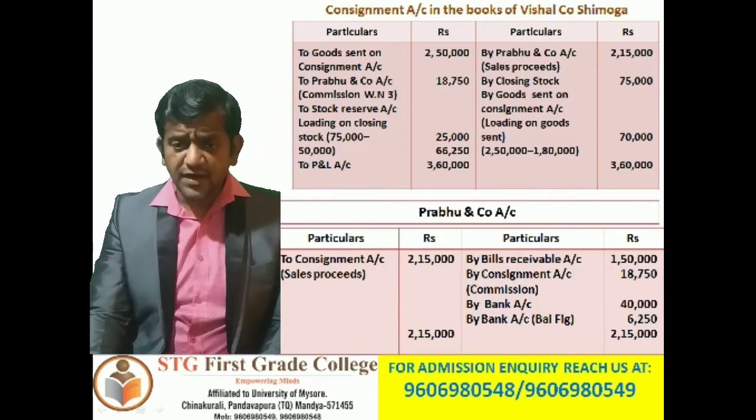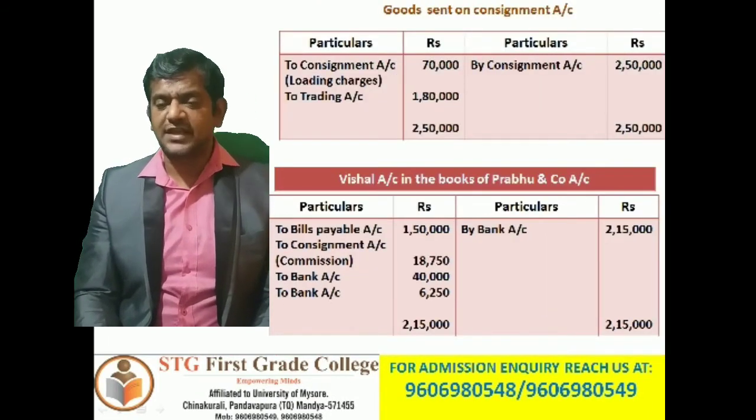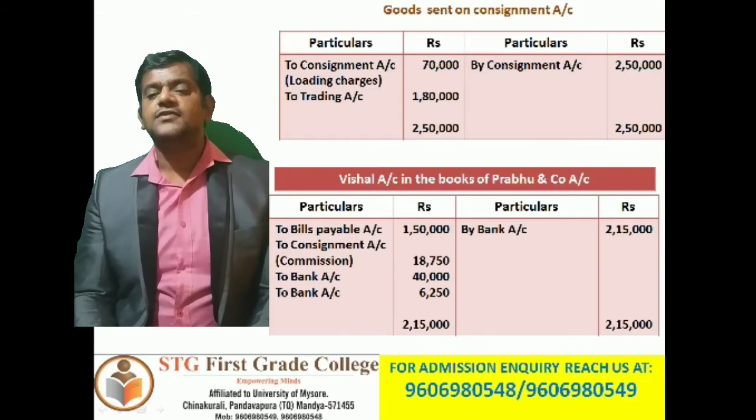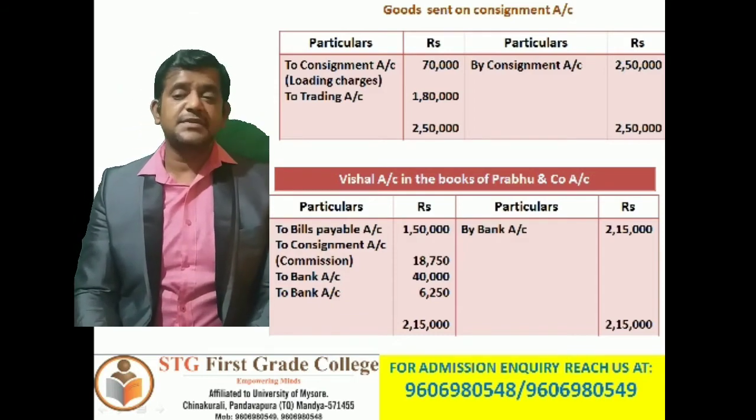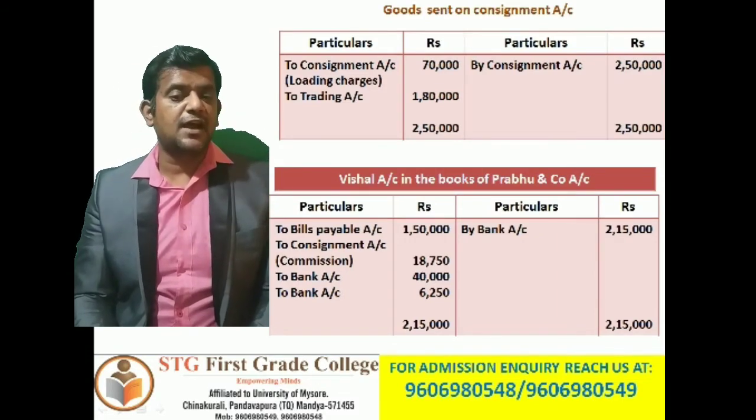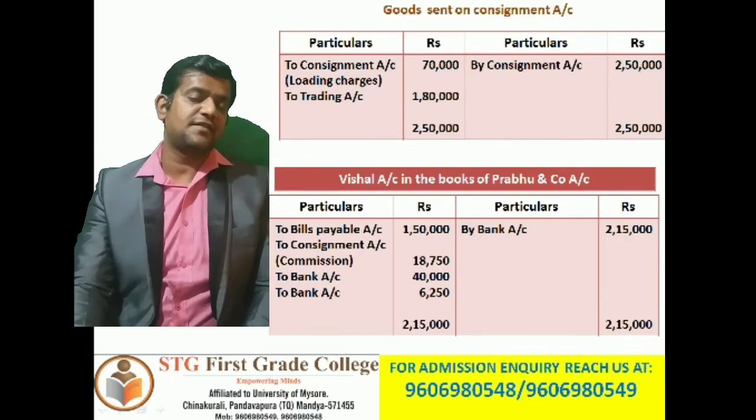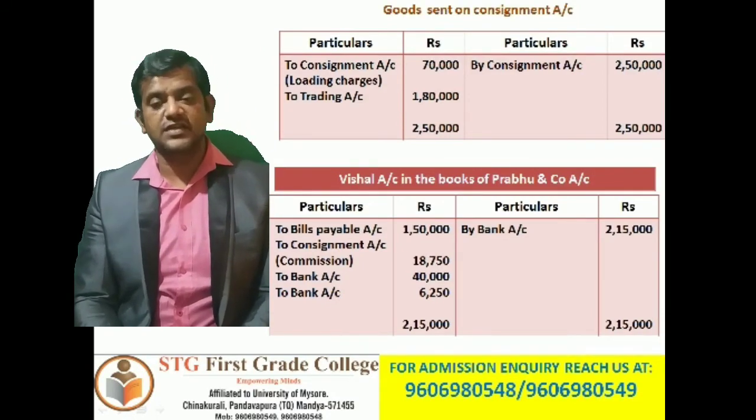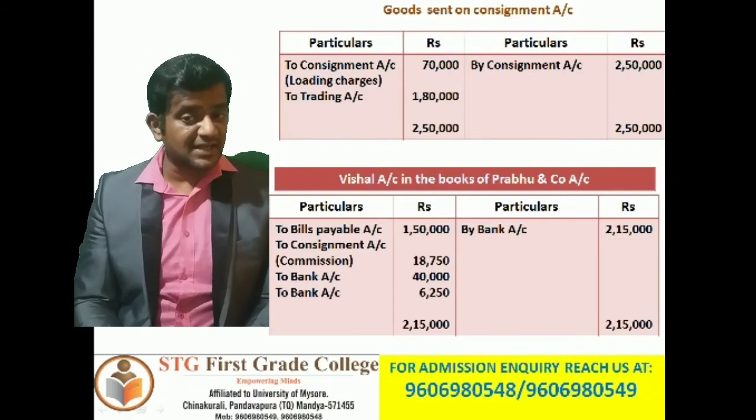Okay. Further, moving on, I have prepared two more accounts here. One is the goods sent on consignment account. What was the value of goods consigned? That is 2,50,000. So enter that in the credit column, by consignment account, 2,50,000 rupees. On the debit side, to consignment account, that is loading charges. How much is the loading charges on the closing stock? 70,000. So enter that 70,000. To trading account, the difference is 1,80,000. Both sides 2,50,000. Is that clear? Yeah, fine.